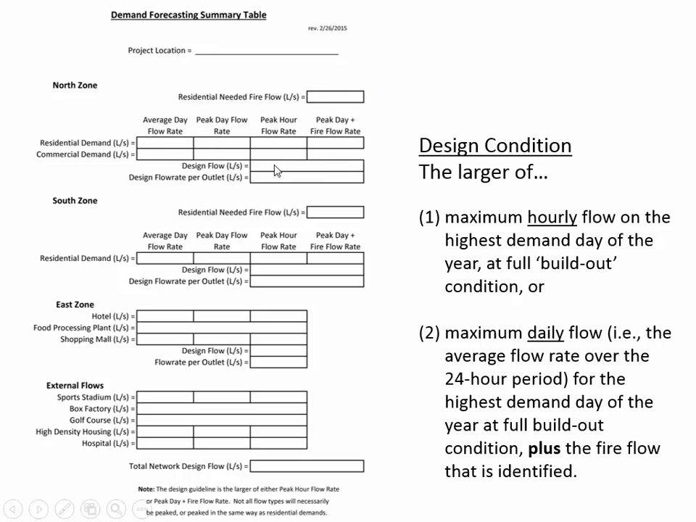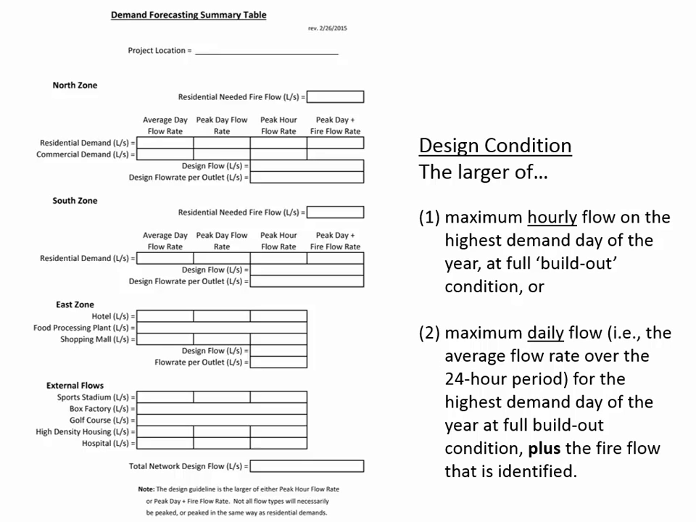So then the design flow is going to be the larger of this commercial peak hour plus either the peak day plus fire or peak hour. Which of the two is bigger is what you add it to. So let me say that again. The design flow is going to be the commercial demand peak hour, so this cell plus the bigger of these two. Okay? So that's what design flow is, and that's for the entire north zone.